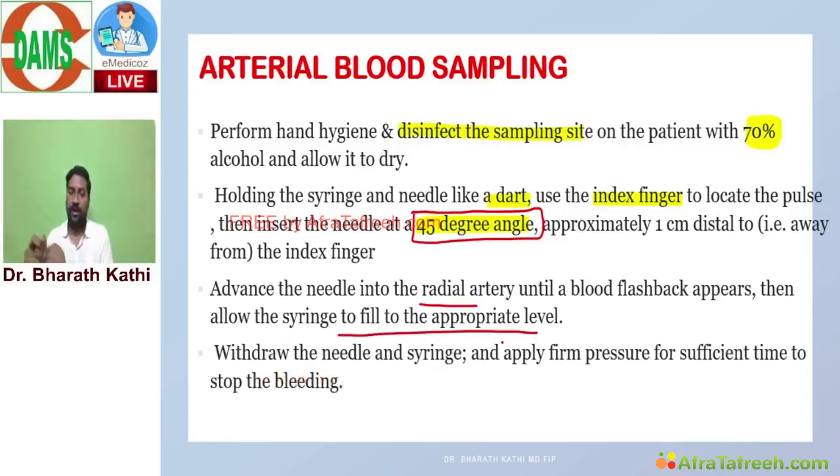Once you have taken the blood, you should apply firm pressure on that puncture site, because it is an arterial puncture. Bleeding sometimes can be torrential. So once you remove the needle, you should apply firm pressure. So very simple technique. First clean the site, insert the needle by palpating the pulse at a 45 degree angle, and once you get the blood, you close the puncture site with some pressure.